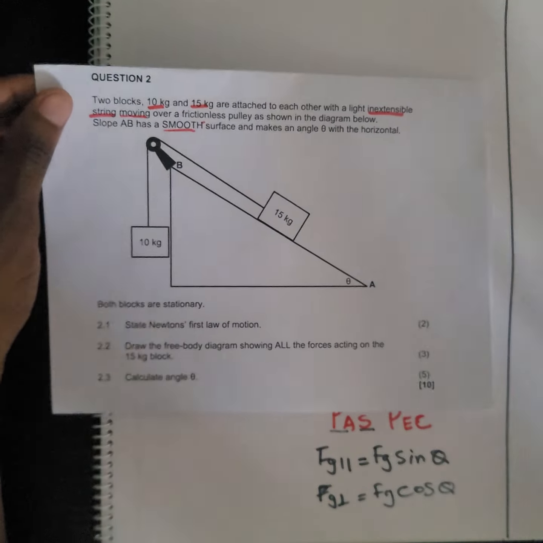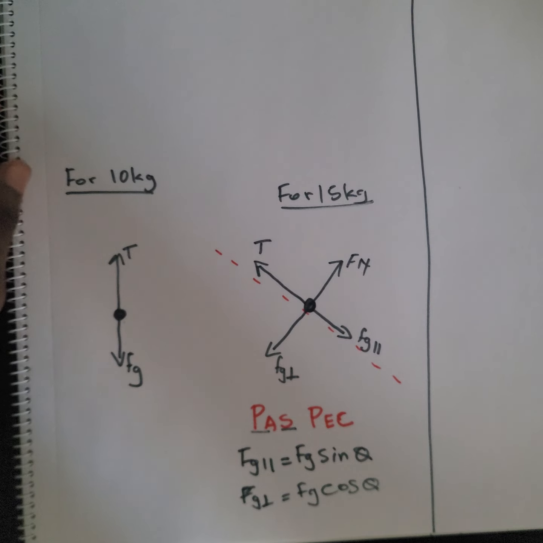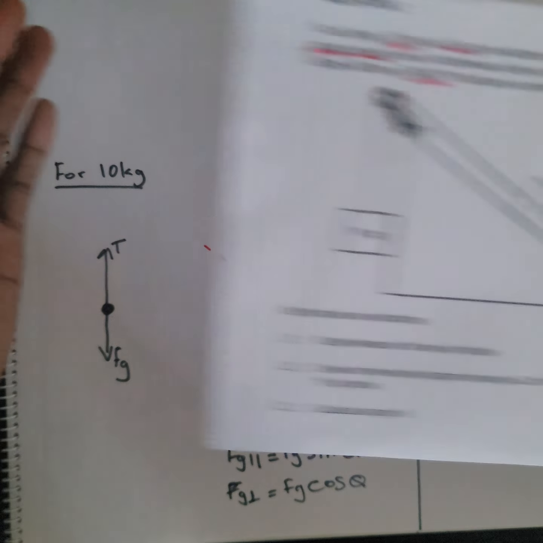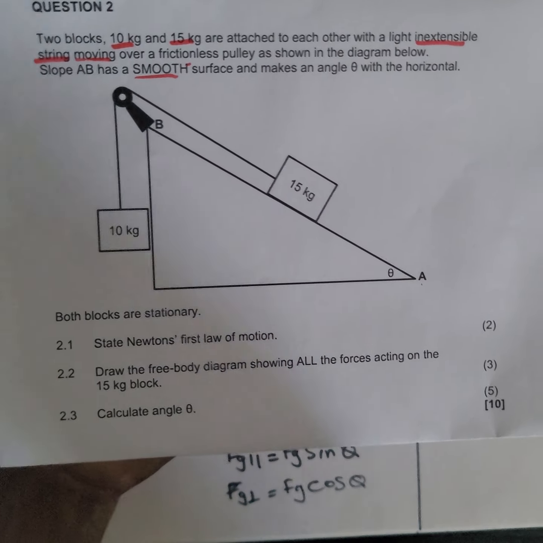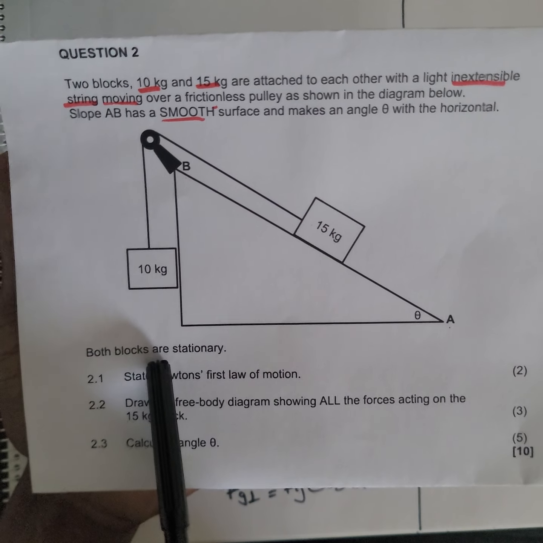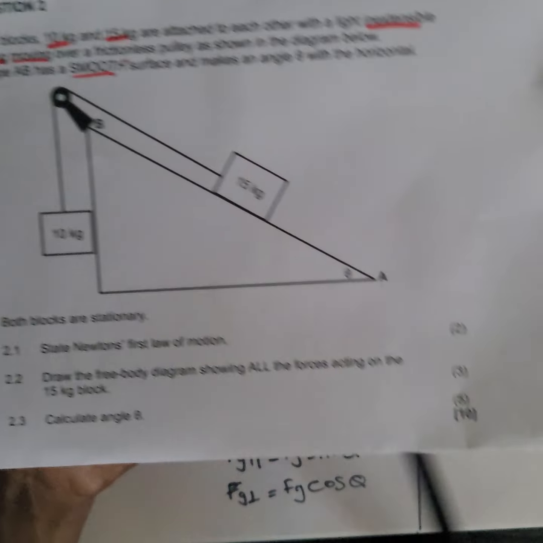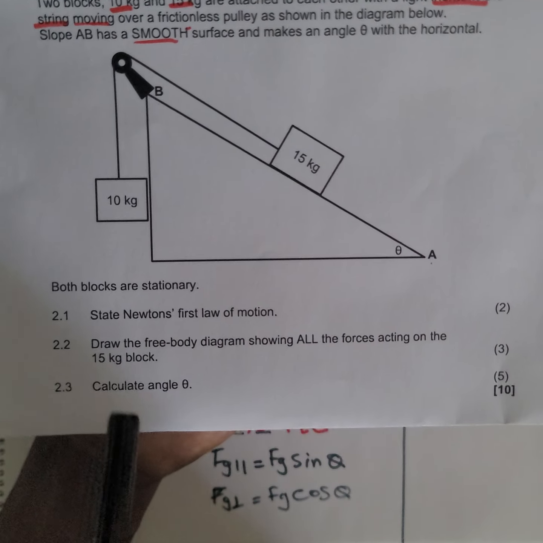And then with those free body diagrams, I can now go and look at my question. So here is the question, ladies and gentlemen. Before the question, it says both blocks are stationary, meaning that these two blocks are not moving. Let's get to the first question and see.